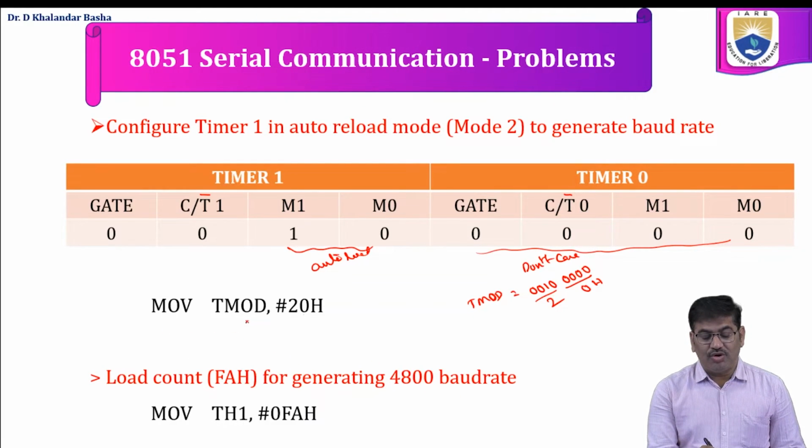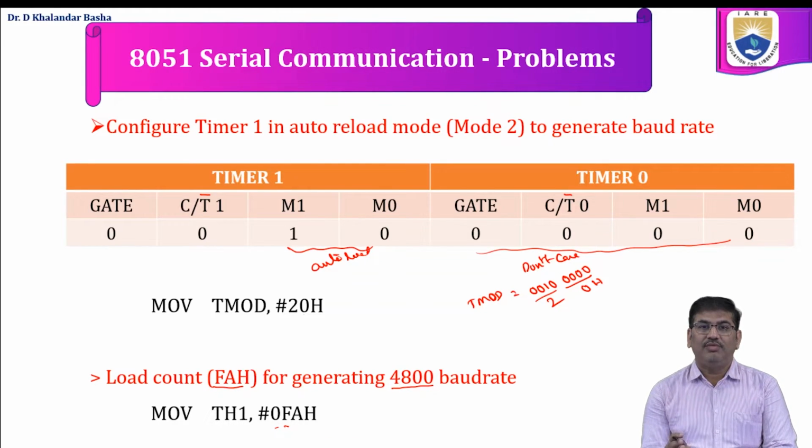Once the TMOD register is configured, then we have to write the count for providing the baud rate as per the problem statement into the TH1 register. So for generation of the 4800 baud rate, we have to load FAH into the TH1 register by using the instruction MOV TH1, #0FAH. As the count starts with an alphabet, it has to be preceded with 0.